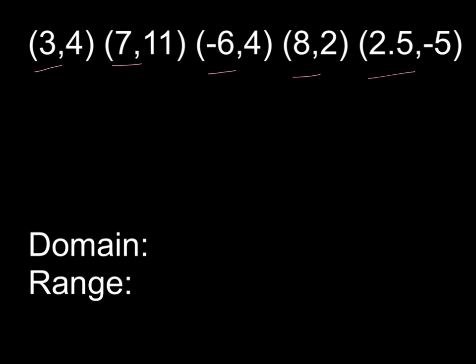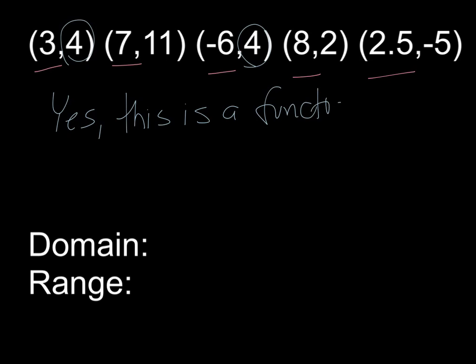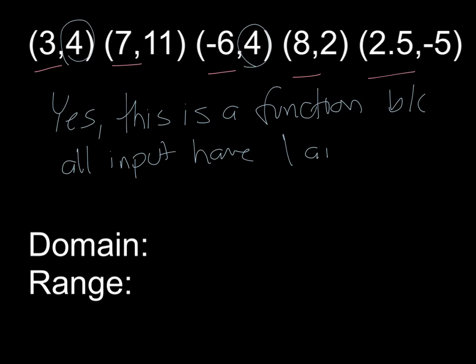Do not be concerned here about the fact that 4 appears twice. Just because 3 goes to 4 and -6 goes to 4, that's okay. We're still allowed to have that and it still be a function. So we'd say, yes, this is a function. And we would say because all inputs have one and only one output.